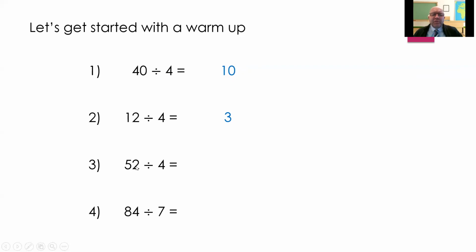How many 4s are there in 52? Well, there's 13. Now, that's just outside our times tables, so you might have had to do a little bit of extra thinking there. And what about this one? How many 7s are there in 84? There are 12. We know that 7 times 12 is 84. So 84 divided by 7 is 12.